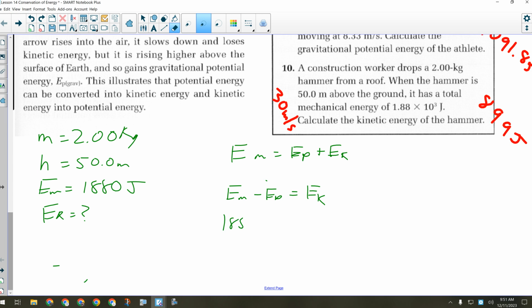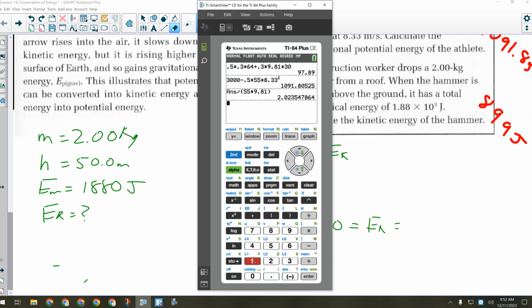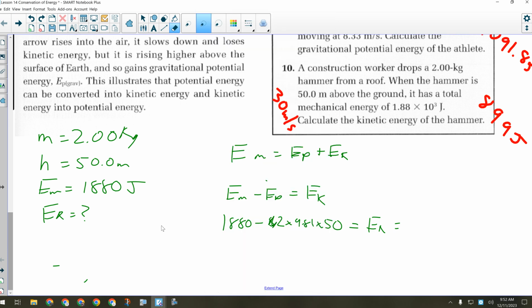That's going to be 1,880 joules minus 2 kilograms times 9.81 times 50 meters. That'll equal my kinetic energy. So 1,880 minus 2 times 9.81 times 50. All right, so 899 joules worth of kinetic energy.